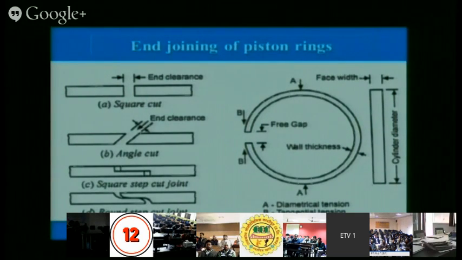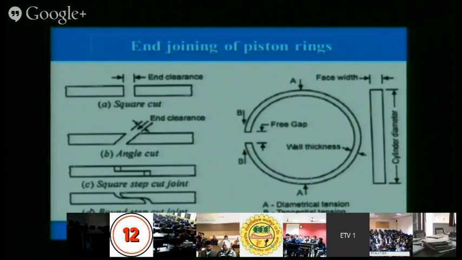This end design is very vital, because there is a possibility that combustion products may come through this end and go downside. So proper sealing is needed. And another point is that when motion takes place, dynamics is happening.